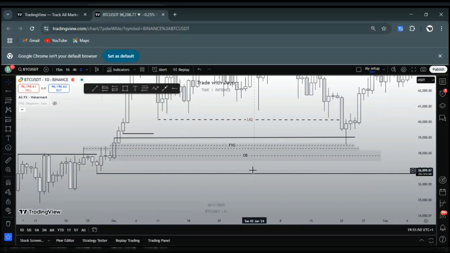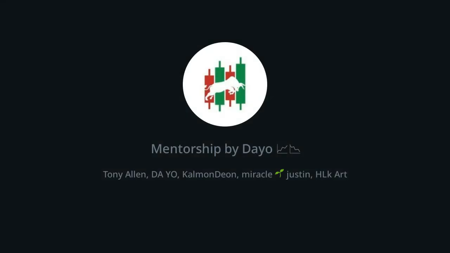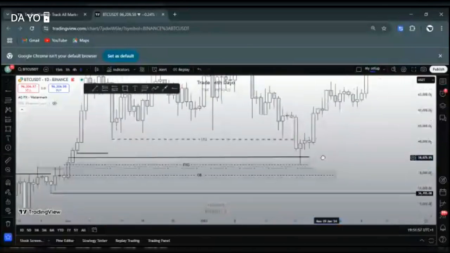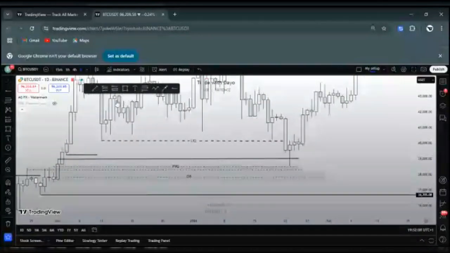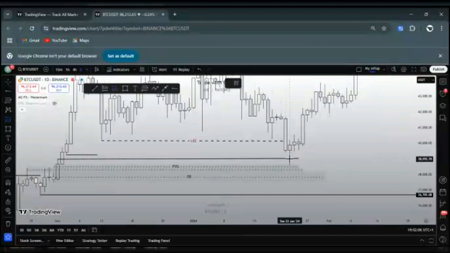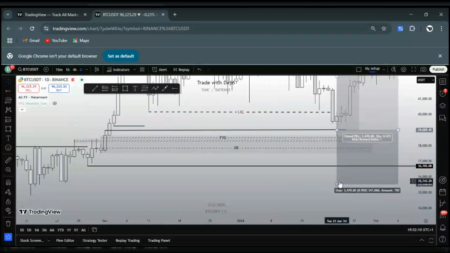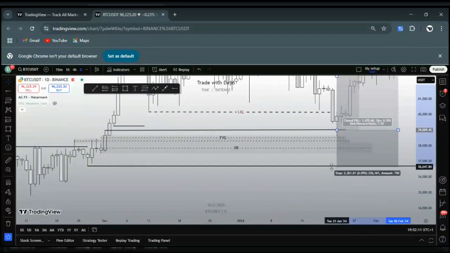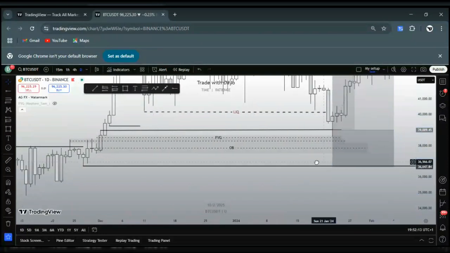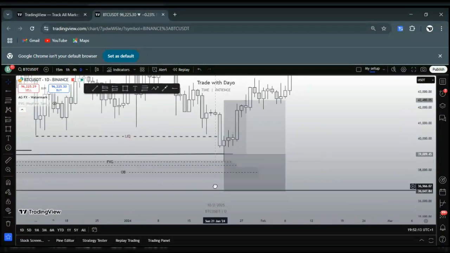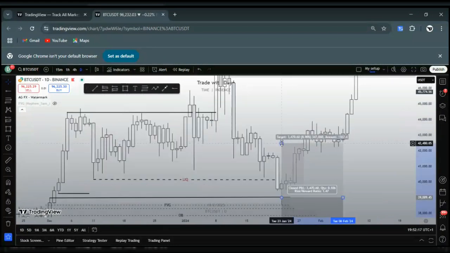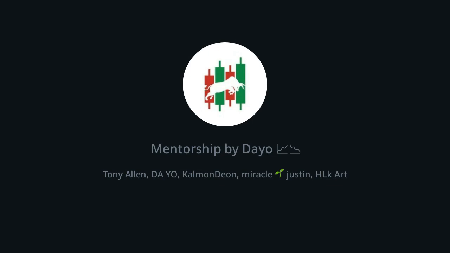So when you see your breaker block, you see your other block, you see your fair value gap, then you are good to go. What you are going to be doing is just to put your long position here. In fact, I'd advise you from here. Put your long position. Then your SL should definitely be here. Then what else? You target the previous high.